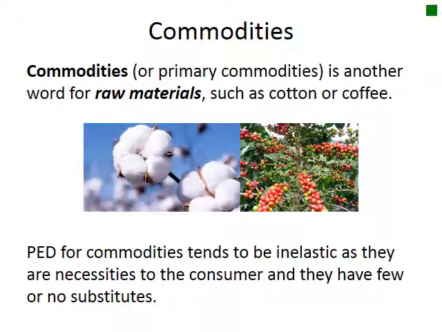Commodities. A commodity, again, we may not discuss this much over the next 2 years in terms of a definition, so please understand what it is now. Commodities or primary commodities is another word for raw materials such as cotton or coffee. And the PED for commodities tends to be inelastic as they are necessities to the consumer and they have few or no substitutes.